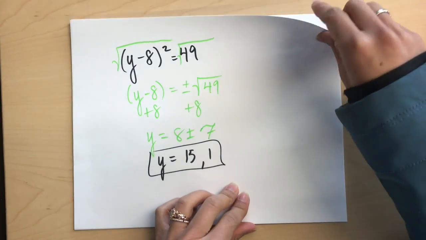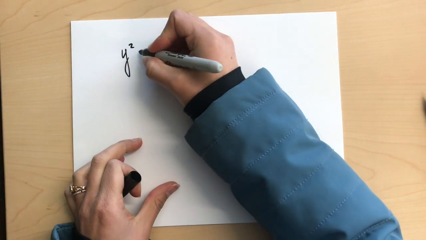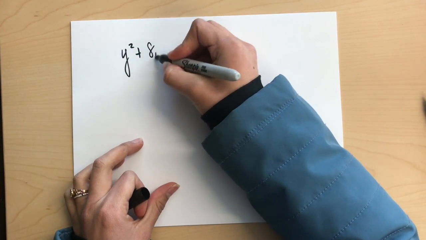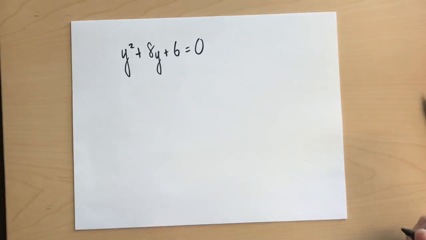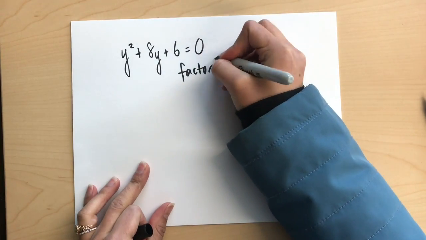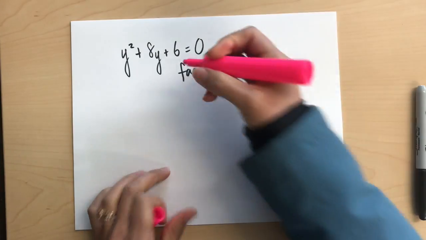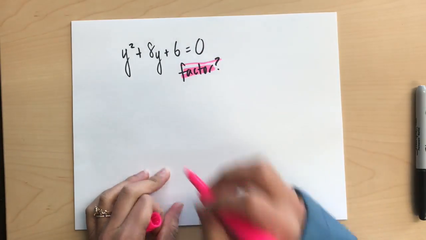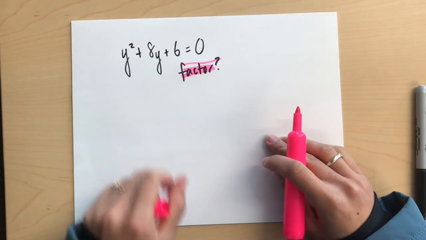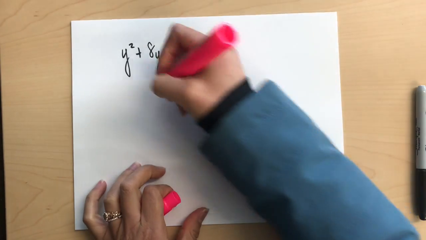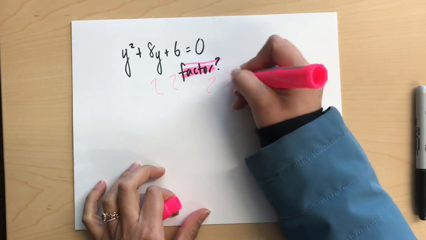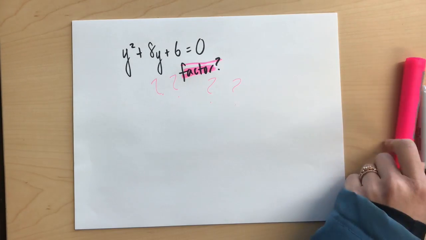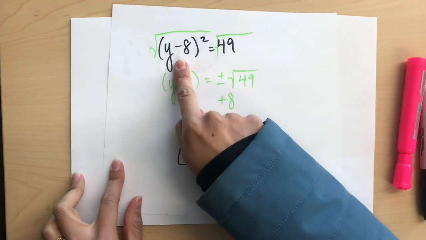So here, this was really convenient to solve. If I had (y + something) squared equals some number, that was really easy to solve. So let's suppose I take a different example that's not in that form. Let's say it's y squared plus 8y plus 6 equals 0. Can I factor this? Is there anything that multiplies to 6 and adds to 8? I can't think of anything off the top of my head. There are some numbers, but they might be irrational.